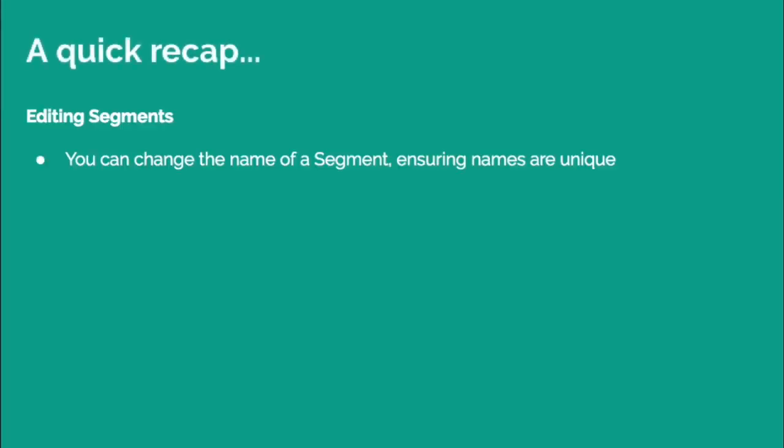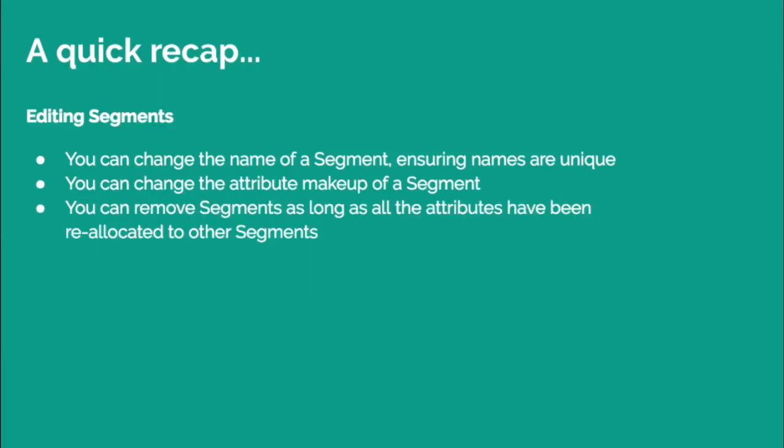So let's have a quick recap. When editing segments, you can change the name of a segment, ensuring names are unique. You can change the attribute makeup of a segment, and you can remove segments as long as all the attributes have been reallocated to other segments.